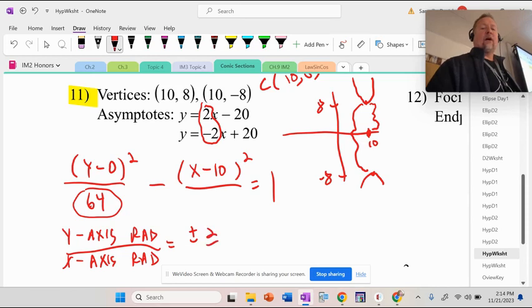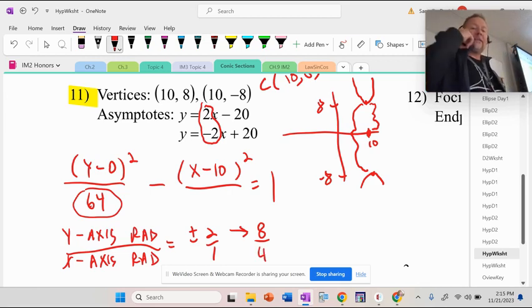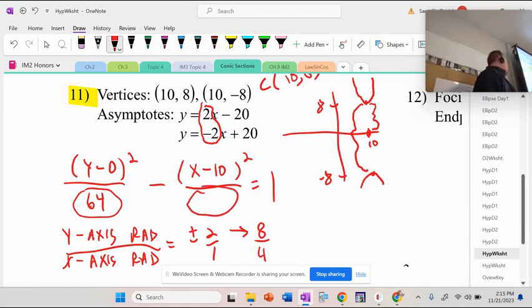But I just found out the y-axis radius is what? What did I just see? What's the y-axis radius? 8. So what truly is the x-axis radius? 4. It's simple math. It's simple math. So now I have the x-axis radius. So now tell me, what is this? 16. That's how simple this is.